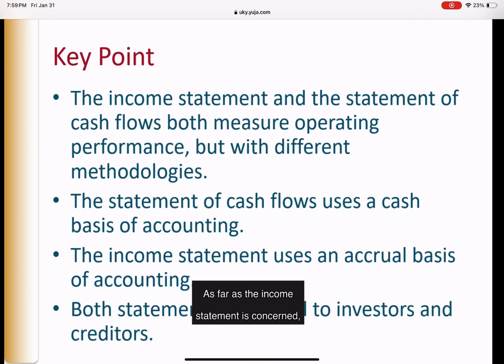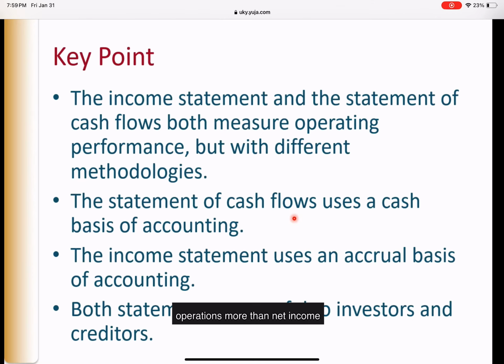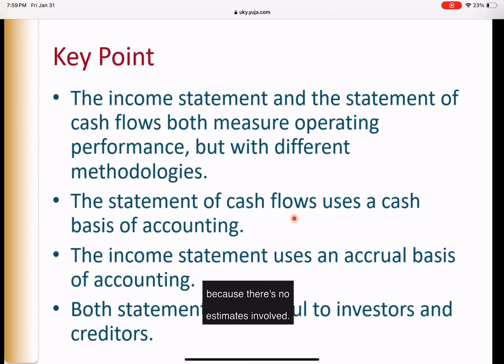As far as the income statement and the statement of cash flows are concerned, both measure operating performance, but they do it differently. Statement of cash flows uses cash basis, as I said on the prior slide. Income statement uses accrual accounting. Both are very useful. I somewhat favor the cash flow number from operations more than net income because there's no estimates involved. None whatsoever. It's more objective.